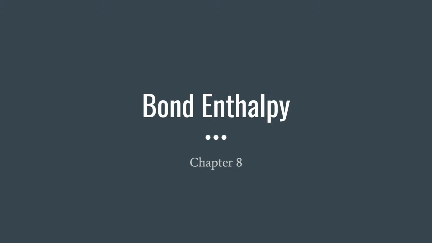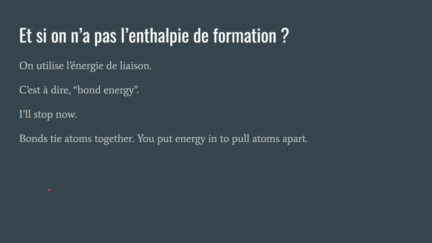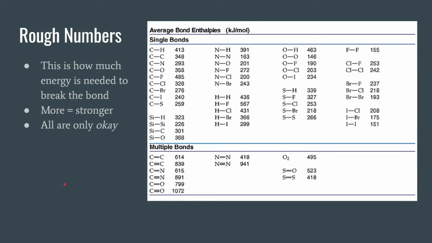Okay, so, bond enthalpy. Sometimes a substance isn't even in one of those tables, like sulfurous acid for some reason. So, what do you do if you don't have an enthalpy of formation? You use bond energy. Bonds tie atoms together, and you put energy in to pull the atoms apart. So what we can do is get average bond energies. Okay?